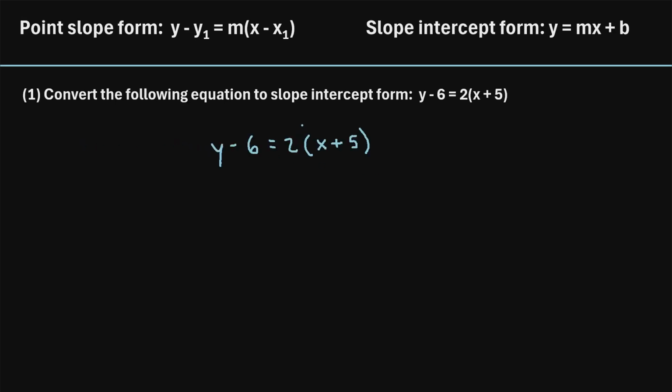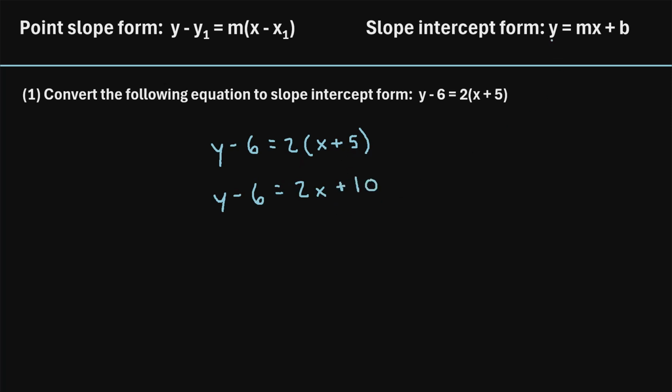The first step to get it in slope-intercept form is just to distribute this 2 into the parentheses right here. So if we do that, we get y minus 6 is equal to 2 times x, that's just 2x. And then we have 2 times 5, that's 10. So we have plus 10.